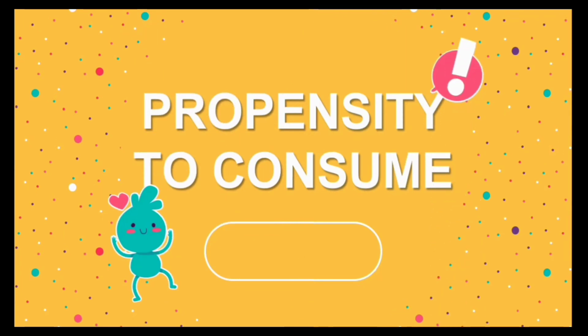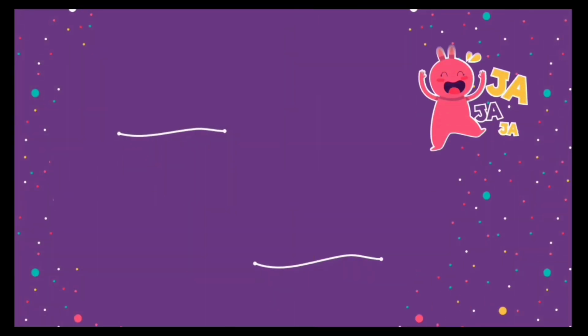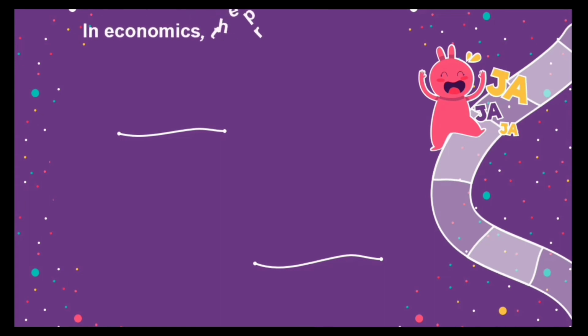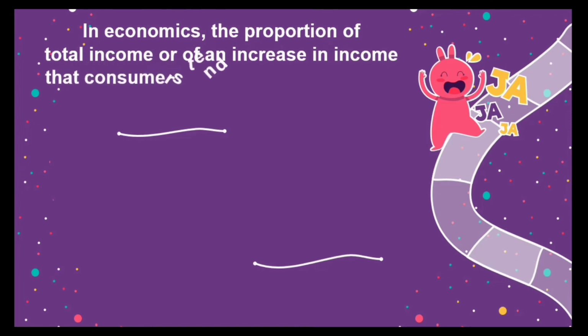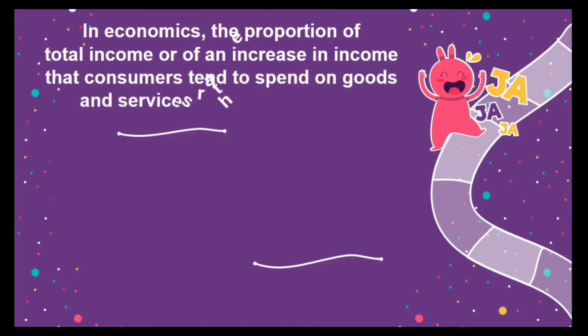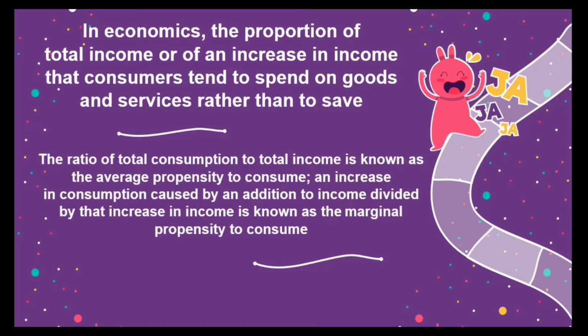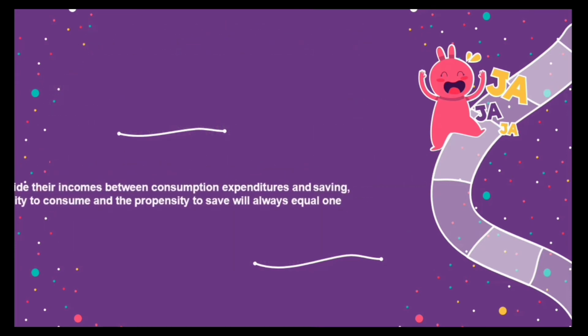Propensity to consume. In economics, it is the proportion of total income or of an increase in income that consumers tend to spend on goods and services rather than to save. The ratio of total consumption to total income is known as the average propensity to consume. An increase in consumption caused by an addition to income divided by that increase in income is known as the marginal propensity to consume.